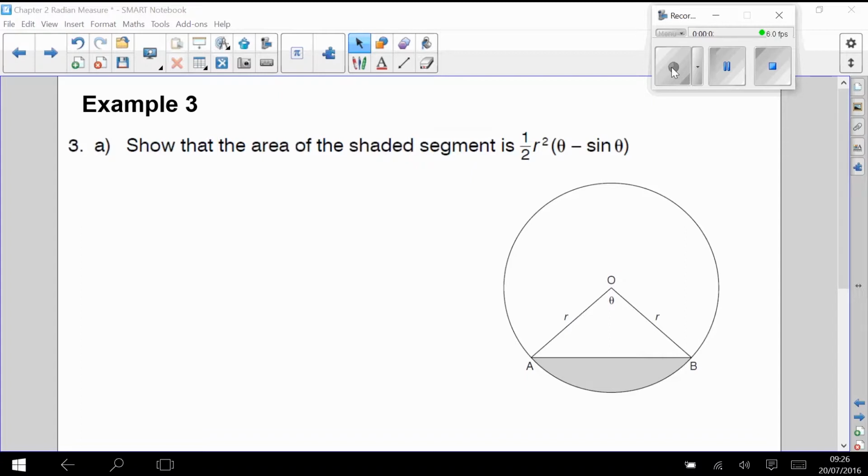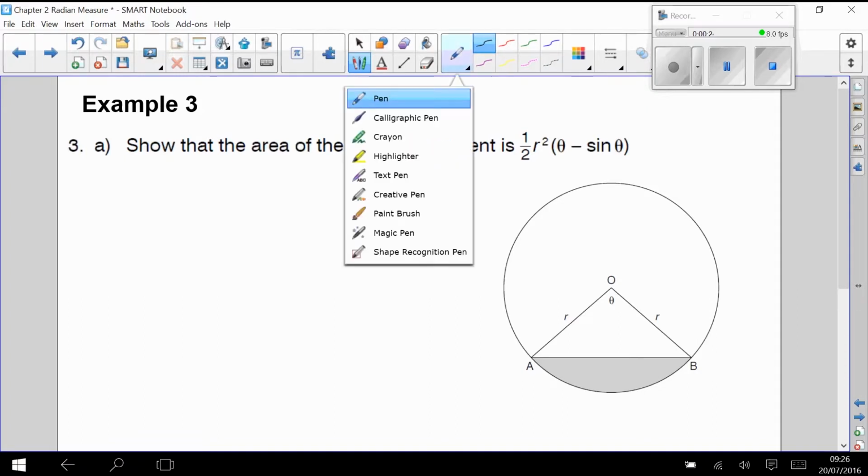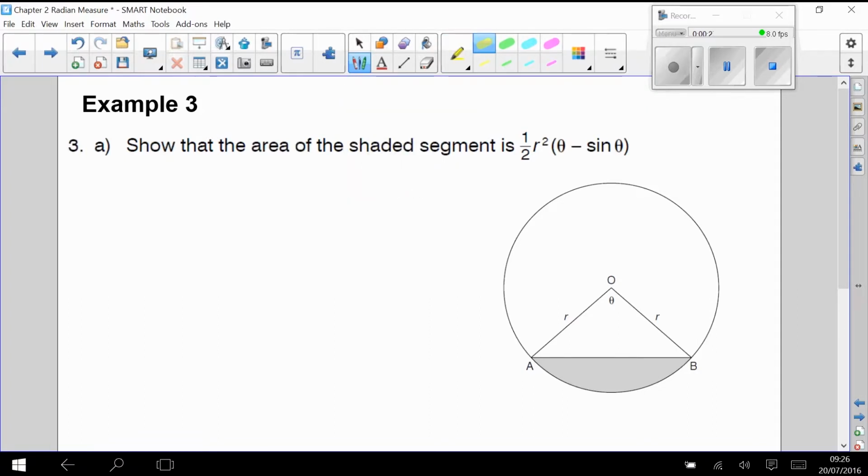In example number 3, I'm asked to show how I could represent the area of that shaded segment. Now, the segment that I need to show the area for would be the area of the sector minus the area of the triangle. If I write that out, then I would be using the parts that I'm shading over here for the sector, and I would minus the triangle OAB.